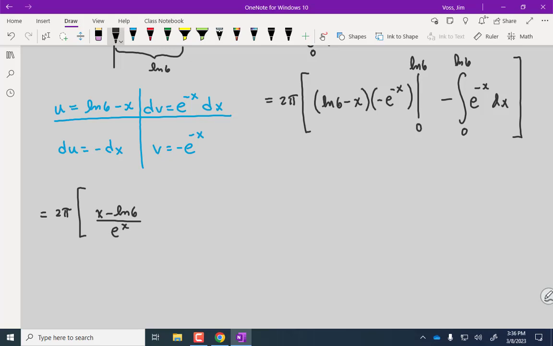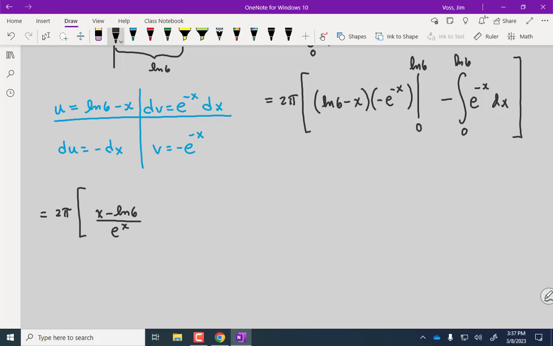Are you multiplying e to the negative x by x? Oh, I'm not multiplying this. I'm going to change this exponent to positive by moving it down into the denominator. Okay, I see what you're saying. The sign change just moves it up and down. It's like a light switch. It just switches up and down depending on whether it's on or off.